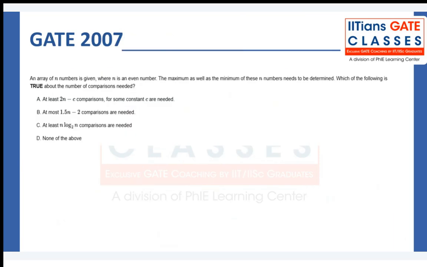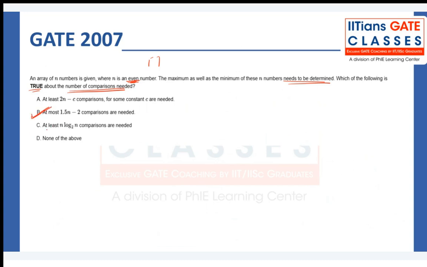Okay, sure. Thank you. So first question. An array of n numbers is given where n is an even number. So we don't need to worry about the fill part, right? The maximum as well as the minimum of these n numbers needs to be determined. Which of the following is true about the number of comparisons needed? We have already solved this, so I would really like it if you give me an answer for this.